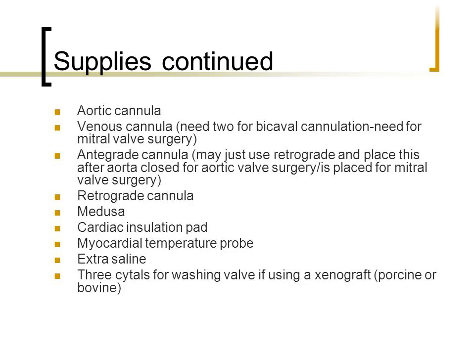Supplies continued: aortic cannula. Venous cannula, need for bicaval cannulation, needed for mitral valve surgery. Antegrade cannula: may just use retrograde and place this after aorta closed for aortic valve surgery; it is placed for mitral valve surgery. Retrograde cannula. Medusa. Cardiac insulation pad. Myocardial temperature probe. Extra saline: 3 cycles for washing valve if using a xenograft, porcine or bovine.